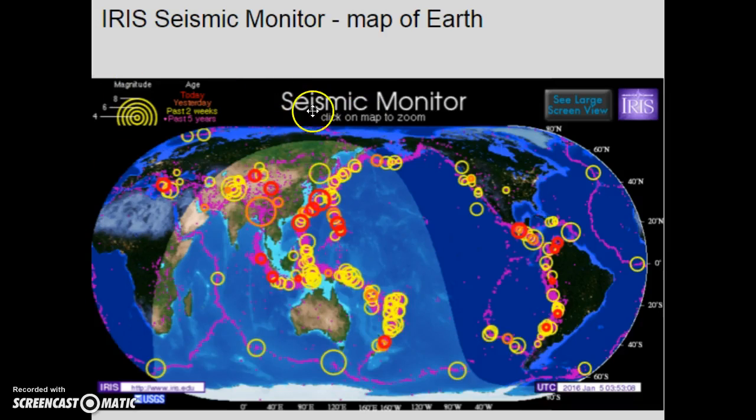Here we're going to start looking at earthquakes. We're going to start comparing them to the frequency, and I want you to notice that this is the IRIS seismic monitor map. These are very common. These are earthquakes that are taking place in the Pacific Ring of Fire, along these plate boundaries.